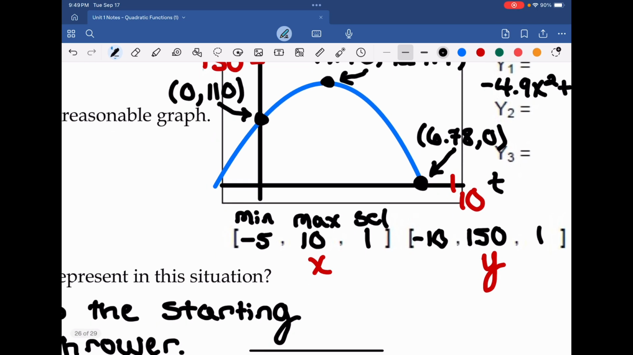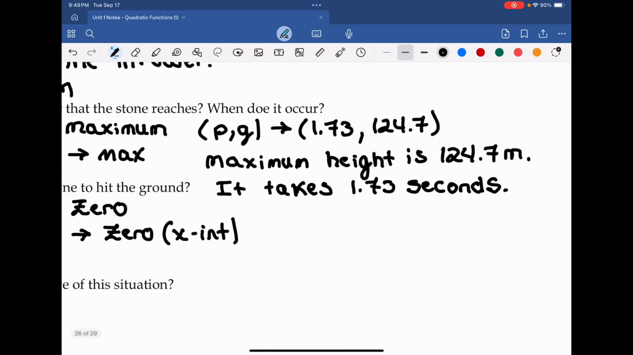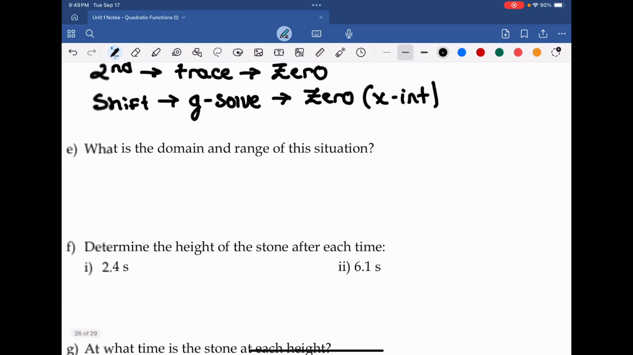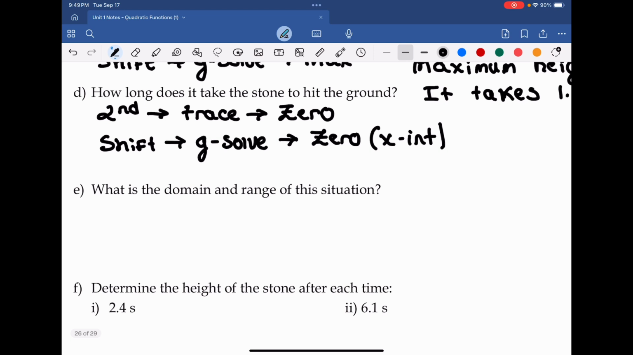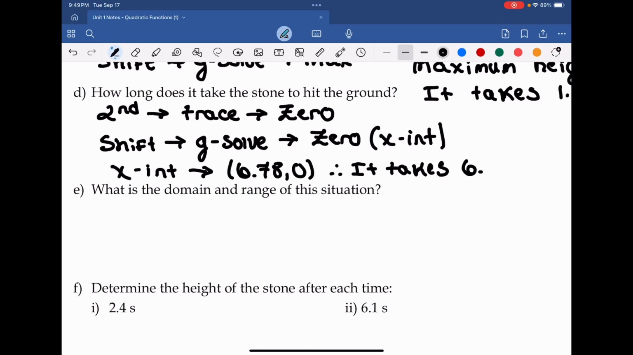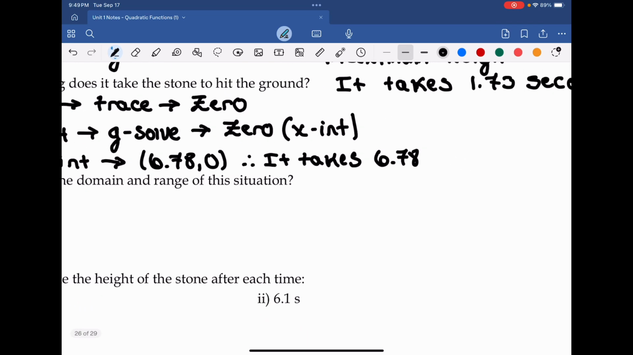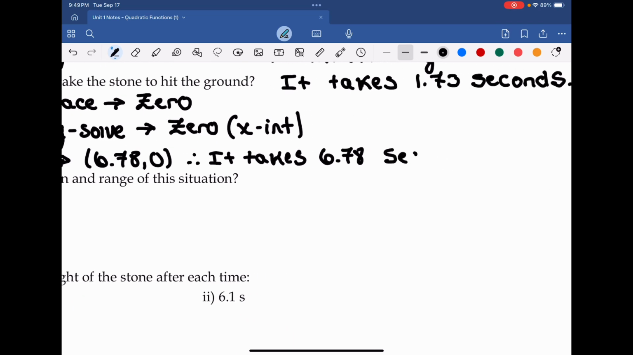Let's make sure we write that below, and then I'll provide a little bit of a summary. So how long does it take to hit the ground? Well, that's our x-intercept. And our x-intercept was equal to 6.78 and 0. Therefore, it takes 6.78 seconds to hit the ground.